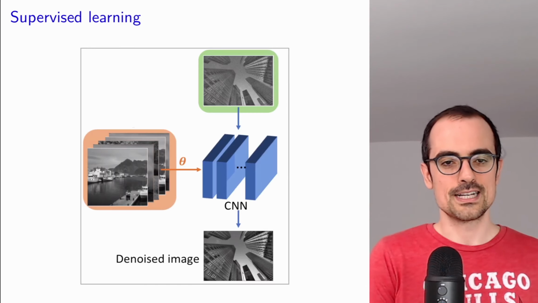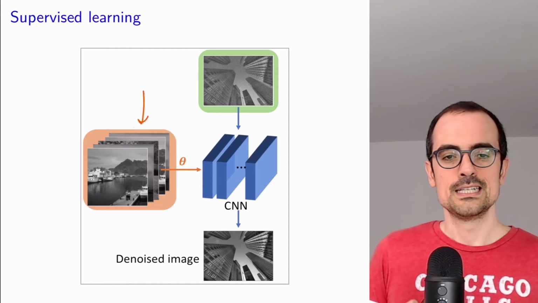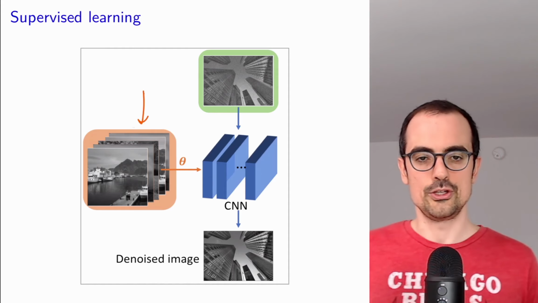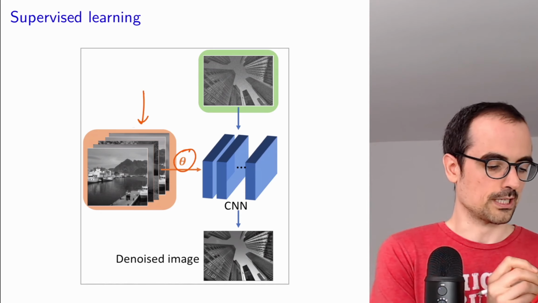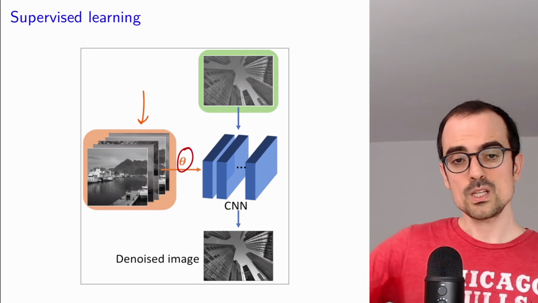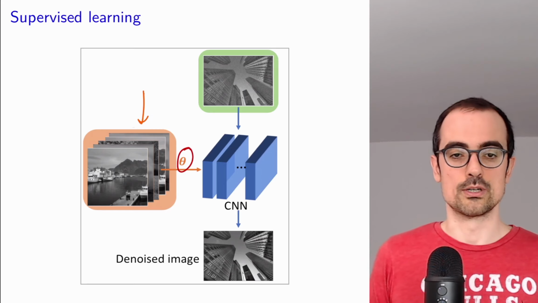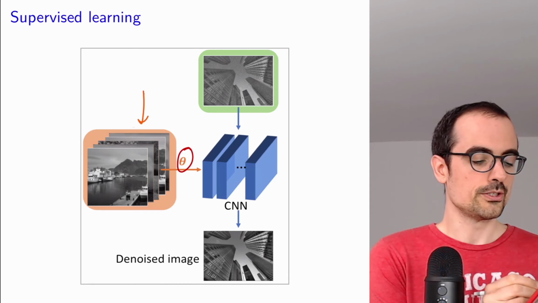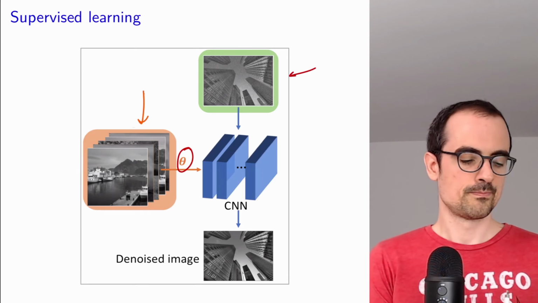So in supervised learning, the paradigm, as I explained before, is that you have a lot of clean images and you train the neural network. These are the parameters of the neural network that are learned, basically by adding noise to these clean images and making the neural network denoise them. Then at the end, you take your real data and you apply the neural network.